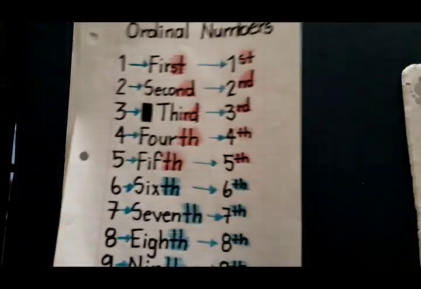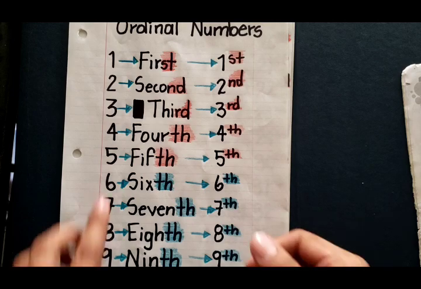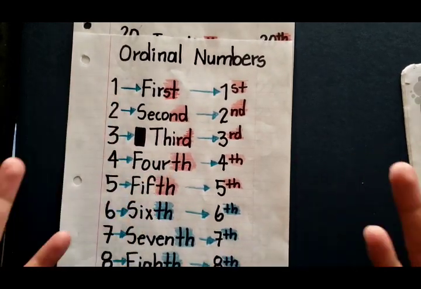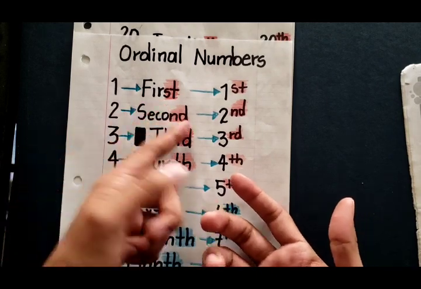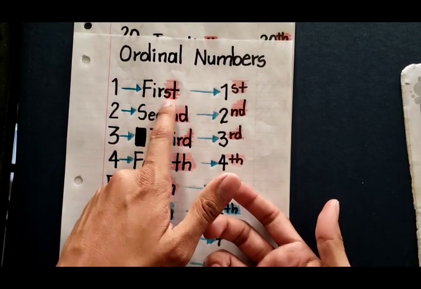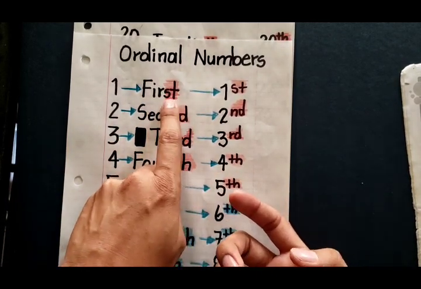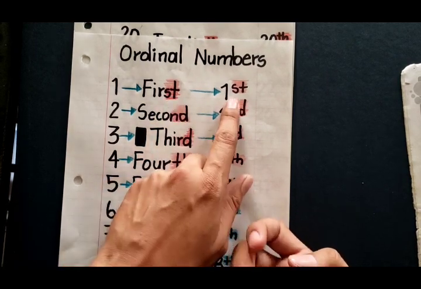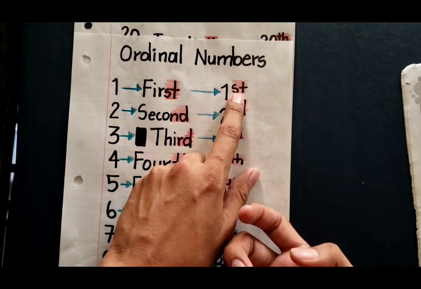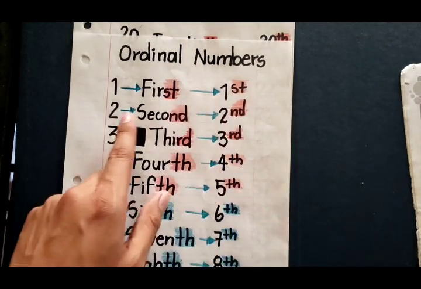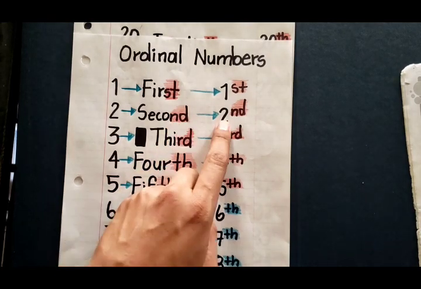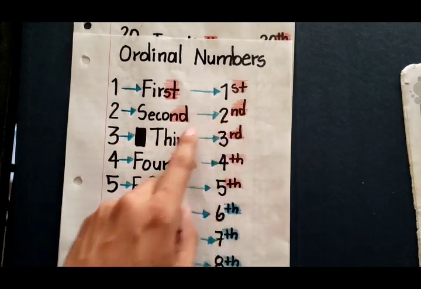So look at this. As you may see here, in cardinal we write 1. We already know how to write 1. But in ordinal we write first. And the last two letters, look at the last two letters. Which are the last two letters? S-T. We're going to write them next to the number. S-T, first. Here we have second and N, D.